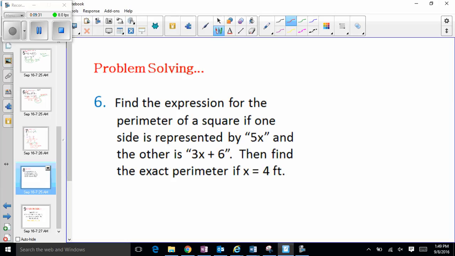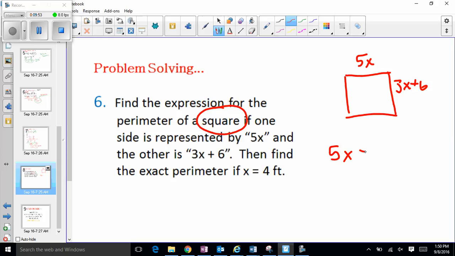How exciting. Find the expression for the perimeter of the square if one side is represented by 5x and the other is 3x plus 6. Okay, now remember, I'm just going to go through this quickly. This is a square. One side is 5x. The other side is 3x plus 6. This is a clue that it's a square because these two sides should be the same. 5x is equal.